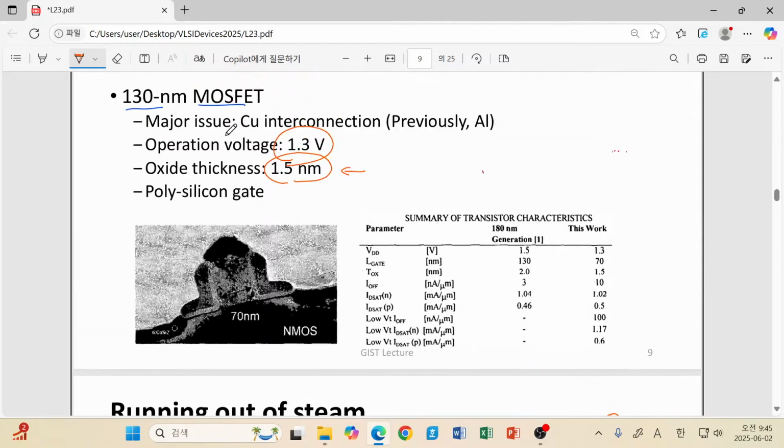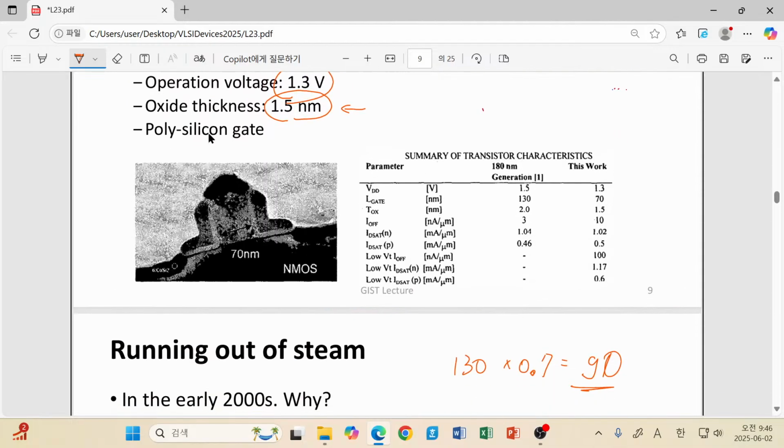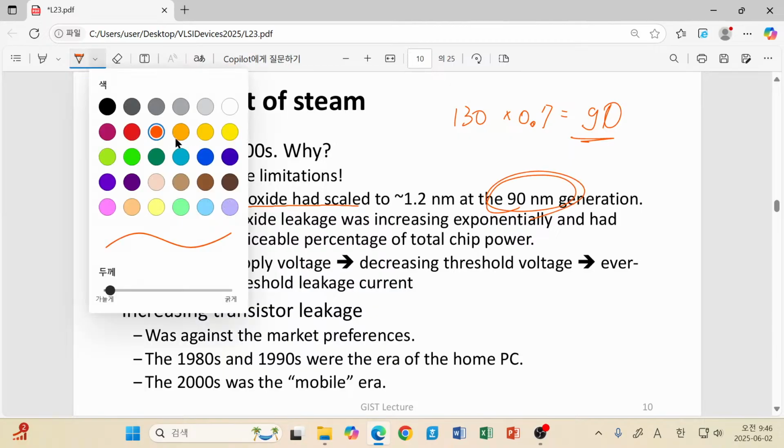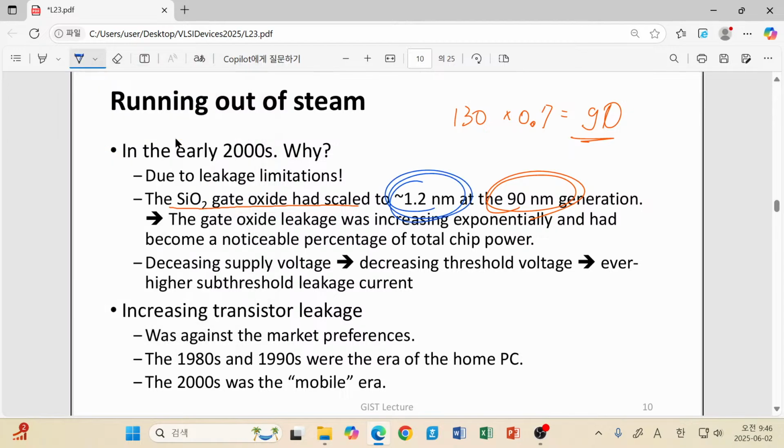Now if we follow the same scaling rule for the oxide thickness, starting from 1.5 nanometer, please multiply by 0.7. What will your answer be? If you just follow this multiplication, you will find that it corresponds to 1.05 nanometer for your next node, called the 90 nanometer node. But actually, the one we had at the 90 nanometer generation was 1.22.